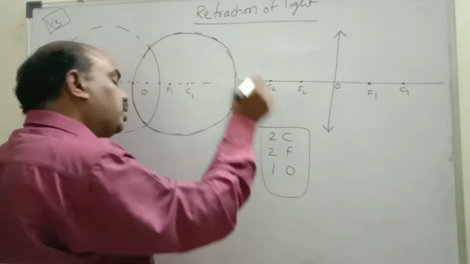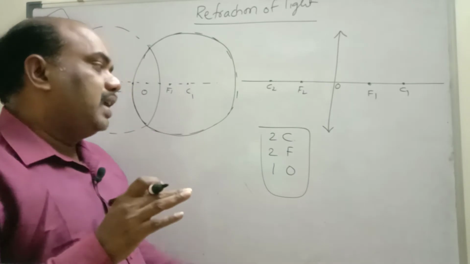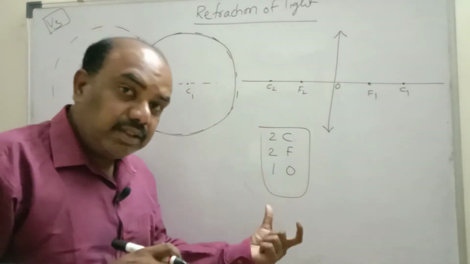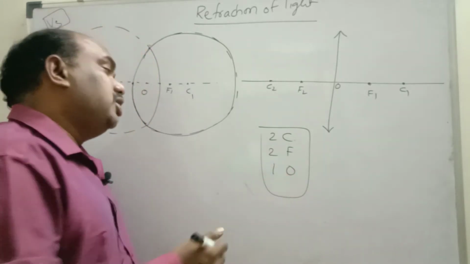Remember children, very very important. Any lens, any convex lens or concave lens, consists of two centers of curvature, two foci, and one optic center. Focus is singular, foci is plural. Remember children.